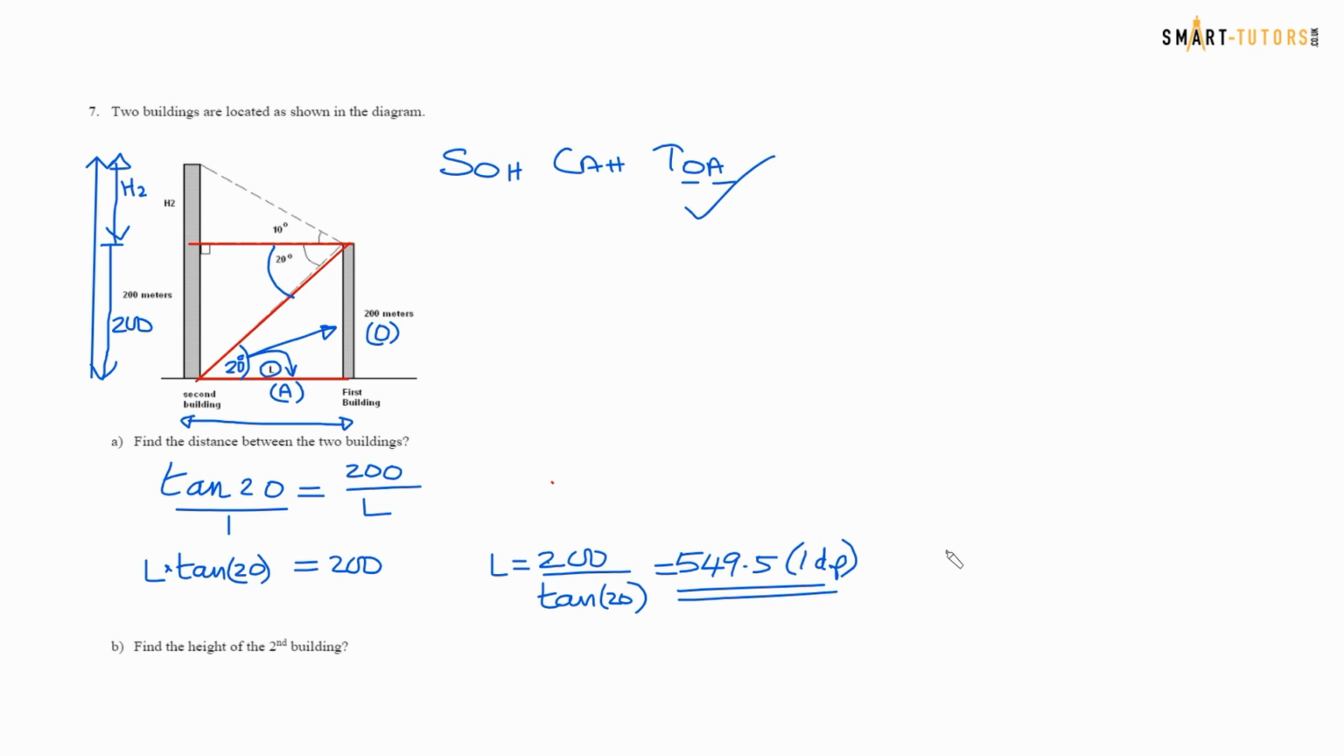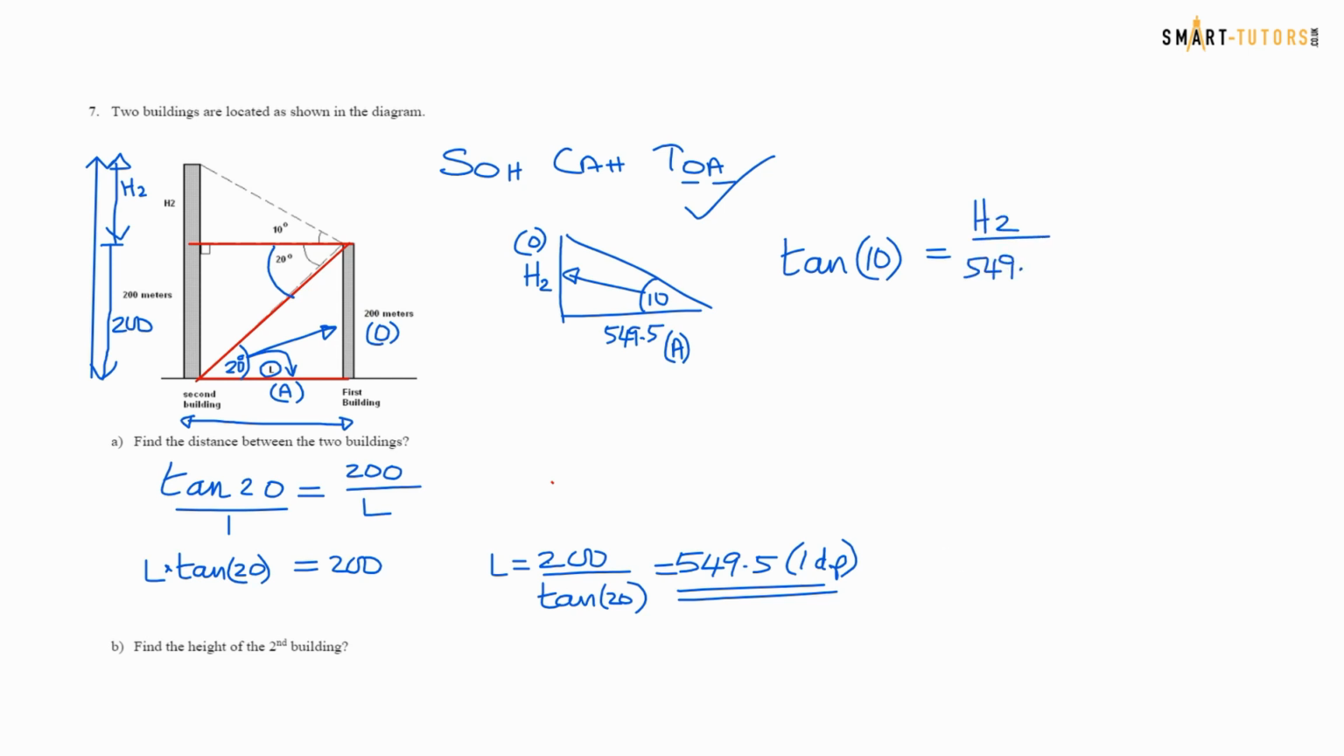So consider the small triangle on the top. In the small triangle, this angle is 10 degrees, this side is 549.5, and this is H2. Now opposite is this side, adjacent is this side. Opposite over adjacent is again tan. So tan 10 degrees equals opposite, H2, over adjacent, 549.5.